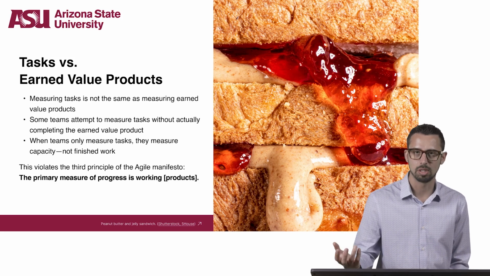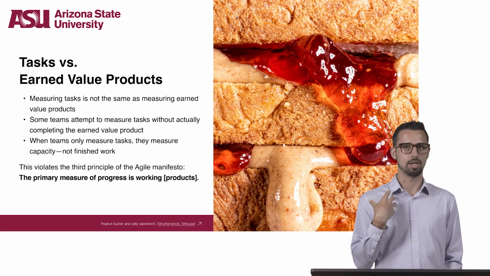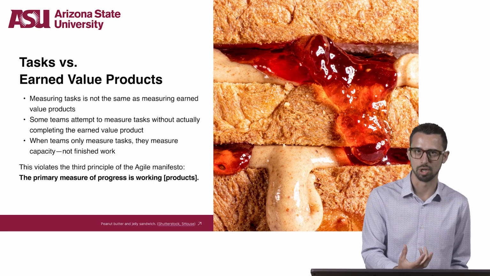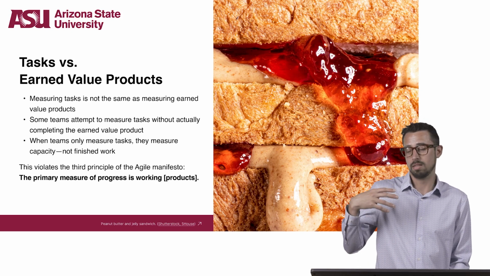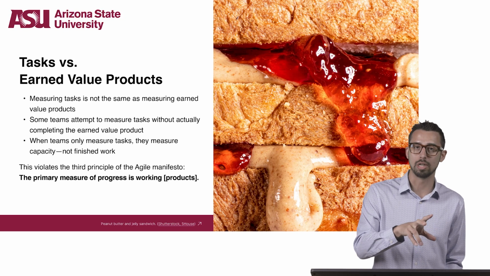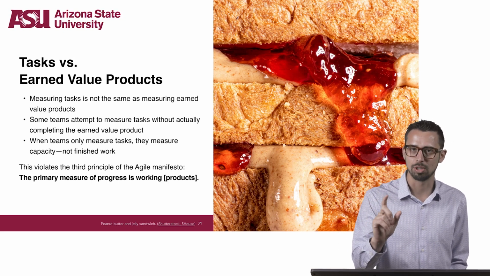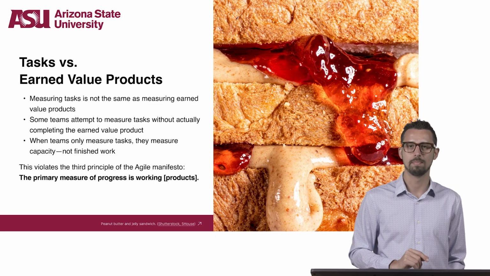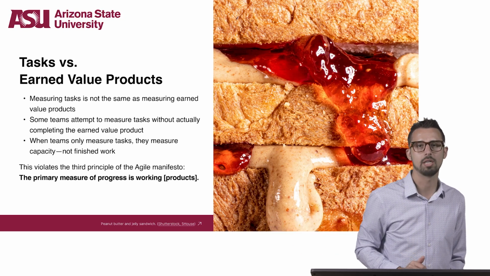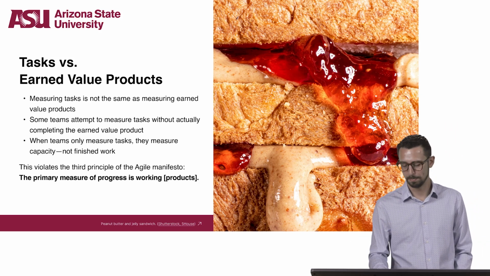Had you just delivered to me the tools needed to make my own peanut butter and jelly sandwich, I, as your customer, would have been frustrated and it would have violated the first, but most importantly, the third principle of the Agile Manifesto, which is that the primary measure of progress is working software. Or any other product if you're not creating software, like a peanut butter and jelly sandwich, for example.